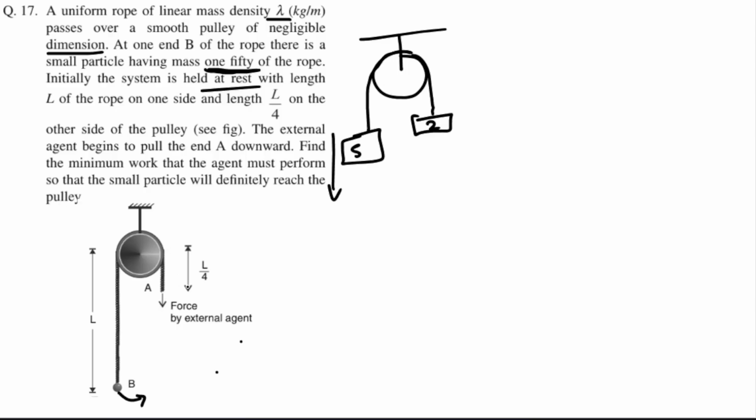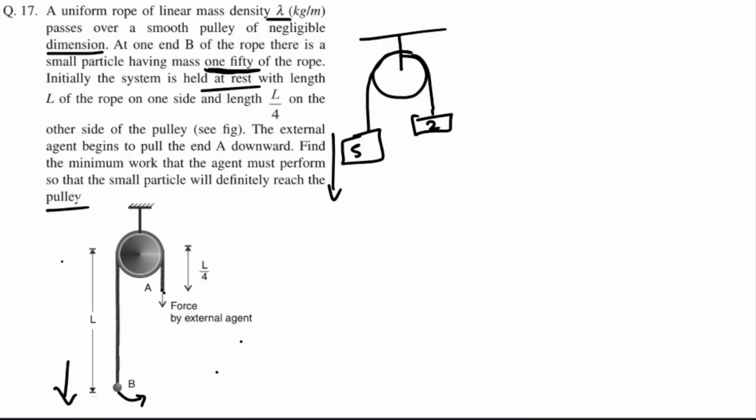So here also, if you see, L by 4 length will be lighter than that of L length plus the B particle. So if you leave it, naturally this length will come down further and A will go up. So naturally B has a tendency to come down and A has a tendency to go up. Now the external agent begins to pull the end A downward. Now there is an external agent doing work or applying force, and only then will A be able to come down, right? So the person is pulling A downward, it means the person is applying the force. Okay.